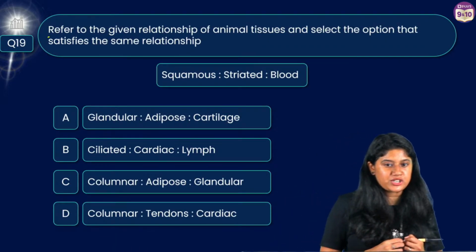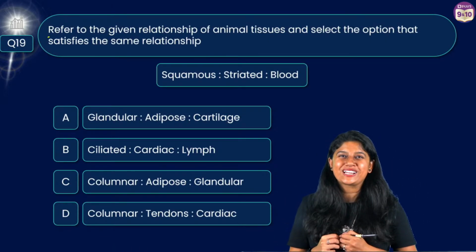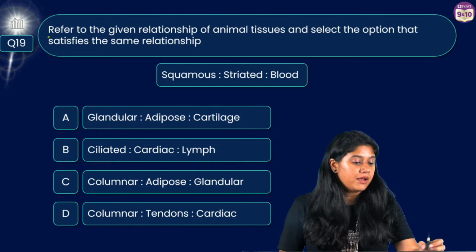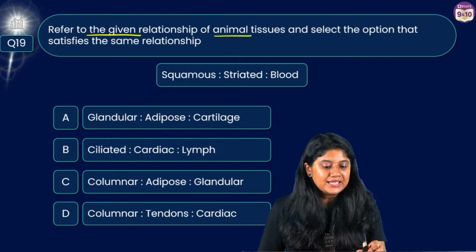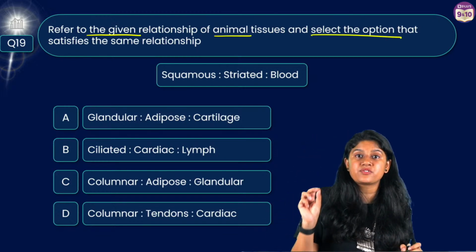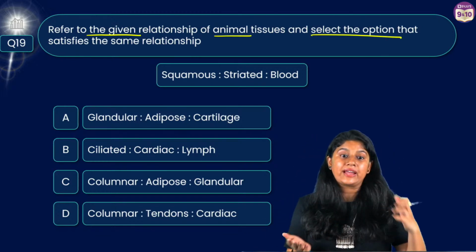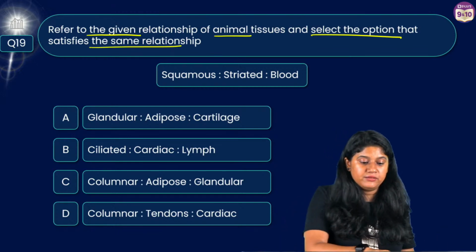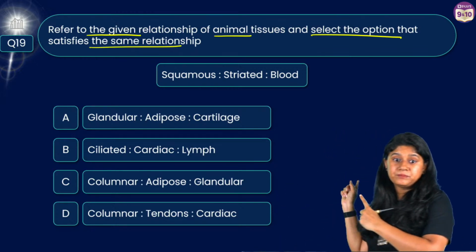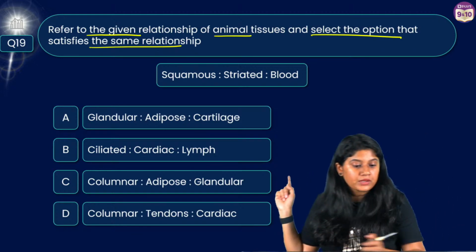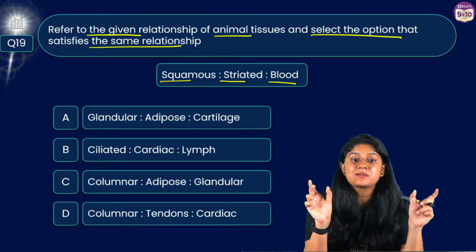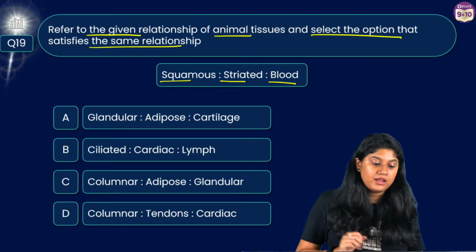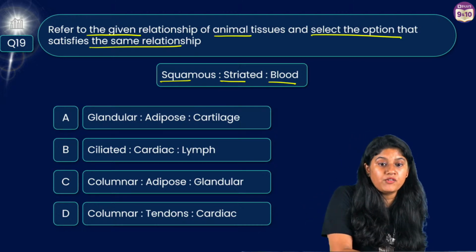Question number 19. Okay, this is a trickier question, everyone. Let me see if we all can crack this question together. Refer to the given relationship of an animal tissue and select the option that satisfies the relation. See, everyone, over here: squamous, stratified, blood. So basically they have a similar relationship.